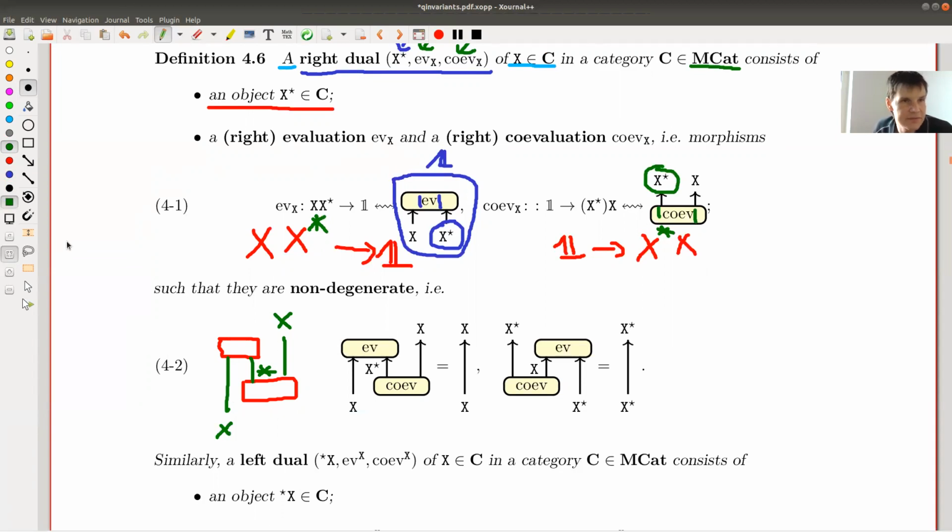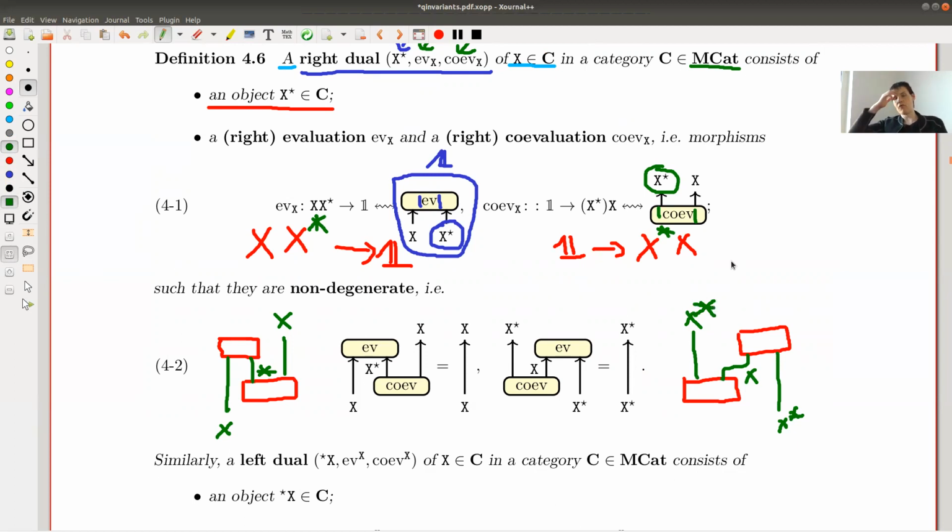So it goes from X into the co-evaluation and goes back to X. And I can do it the other way around, and that's why I want to have it in a certain way. I can go in here, and now they connect via X, and it's a morphism from X dual to X dual.